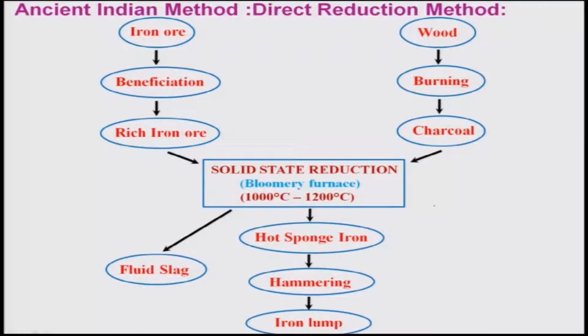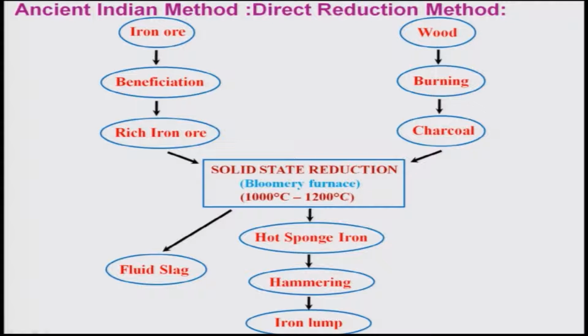And there is a direct reduction method which was used in the ancient Indian furnace. That is, for iron ore you have to do beneficiation and then you get rich iron ore, and then wood burning gives you the charcoal. And this solid state reduction, also known as the Bloomery furnace, was used in ancient India, and it operated around 1000 to 1200 degrees Celsius, unlike the blast furnace, where you need to maintain 1700 degrees Celsius.